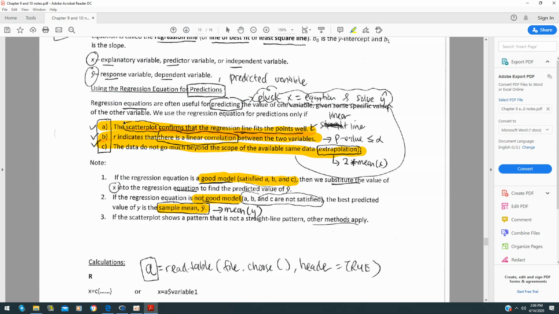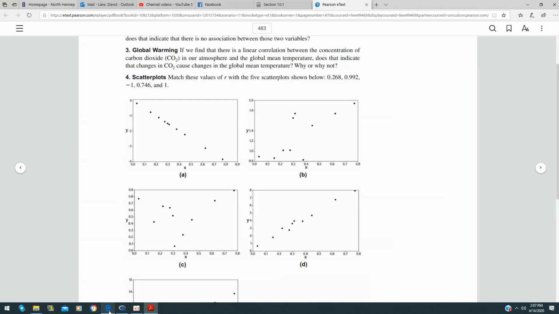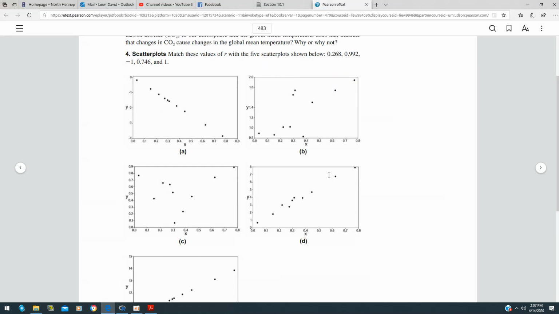The first requirement says that your scatter plot confirms your regression line. So if you have raw data, you can draw your scatter plot and make sure it shows a linear line, or sometimes we call it linearity. If it shows a linear line, you pass the first step. Remember the scatter plots we just did. We have some examples here. All 5 of these scatter plots show linearity, including C, where the correlation is 0.268, very weak, but it still shows a straight line.